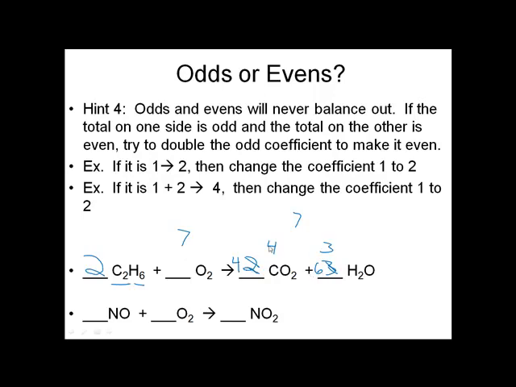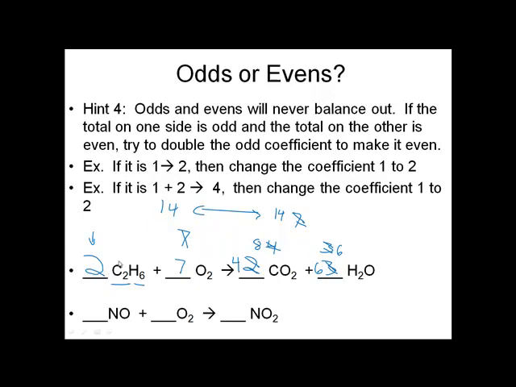So now how many oxygens do I have? I have 8 from my CO2, 4 times 2, and I have 6 from my H2O for a total of 14. Since I have 14 on the right, I need 14 on the left, and since they come in pairs, now I can put a 7 in front of my O2, and that'll give me a balanced equation. Again, I couldn't balance it without putting that 2 in front. If you have odds on one side, even on the other, double everything.